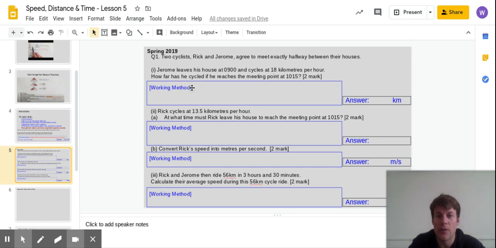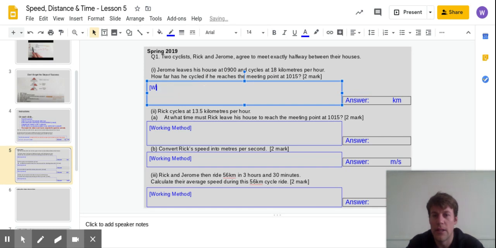So we're working out distance. So straight away, I'm thinking of the distance formula. Distance equals, distance is always on the top of the triangle, speed times time. Okay, so I know we're working out distance. So what is the speed? The speed is 18 kilometers. So distance equals 18.